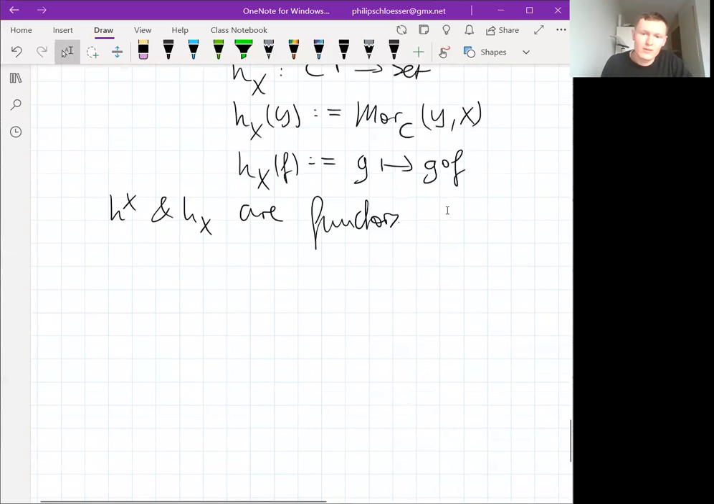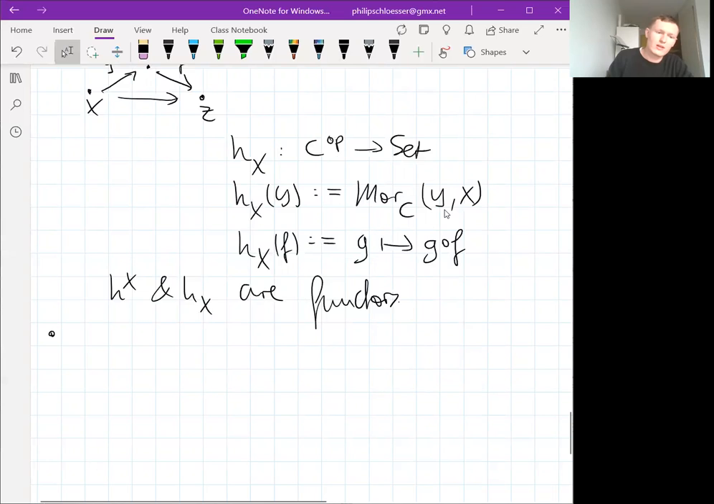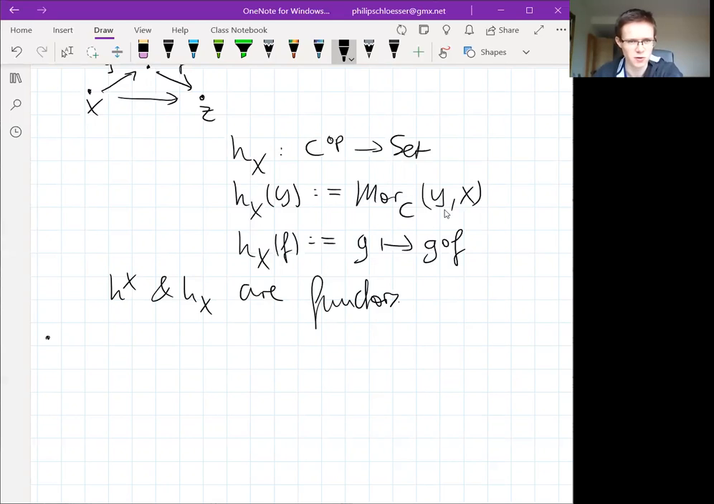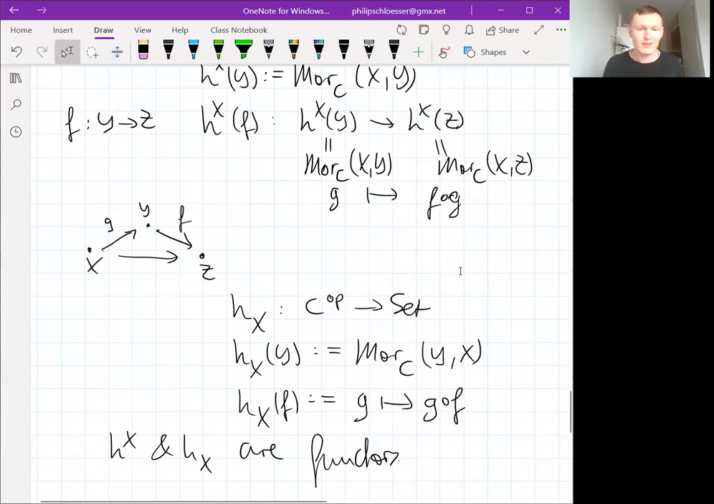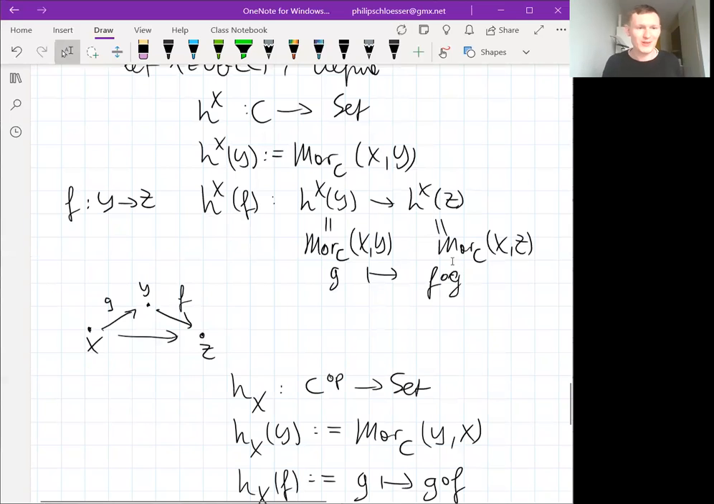Okay, then, I don't know, another example, adjoining a set. I don't know how many of those I'm going to do. So which one of these is covariant and which one is contravariant? Okay, we don't do that kind of terminology here.